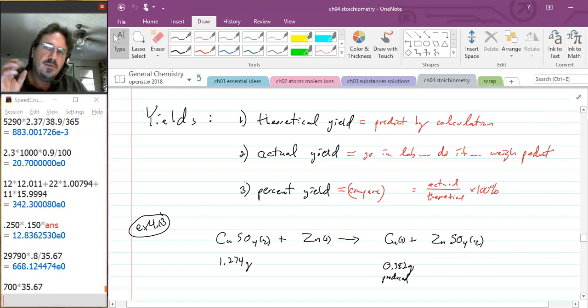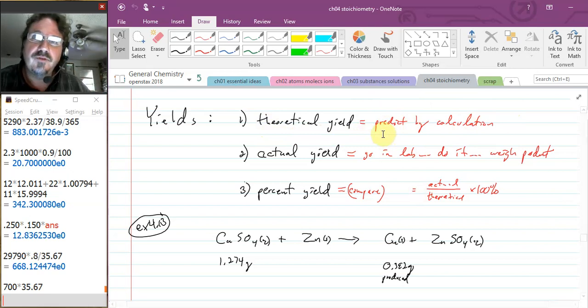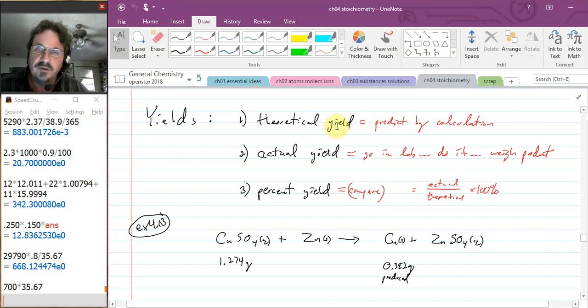And so we've got something called yields. There are 3 types of yields. Number 1, the theoretical yield. This is what we've been talking about all along. This is where you do your calculation and you predict how much you're going to get. Hey, I'm starting with this much, 3 grams of this, and I predict I'm going to get 2.5 grams of this product, right? You do the stoichiometry calculation, just like what we've been doing. That's your theoretical yield. In theory, what am I going to get?